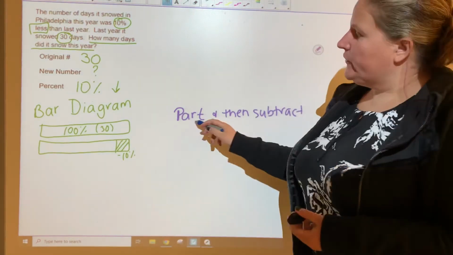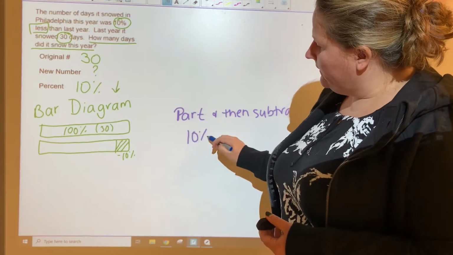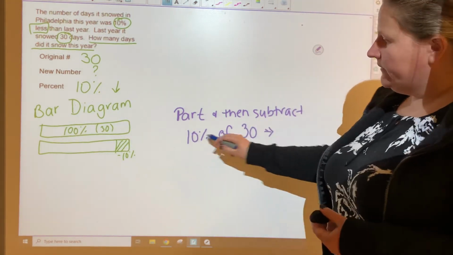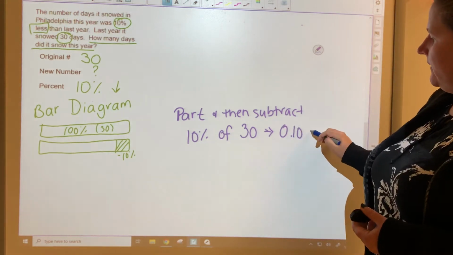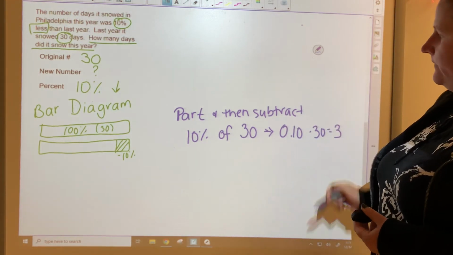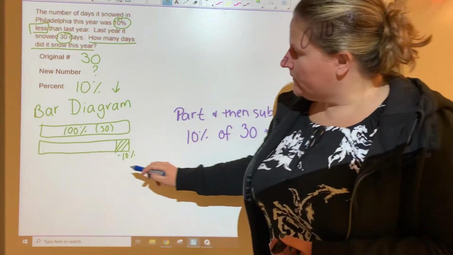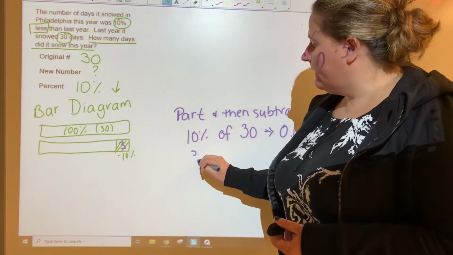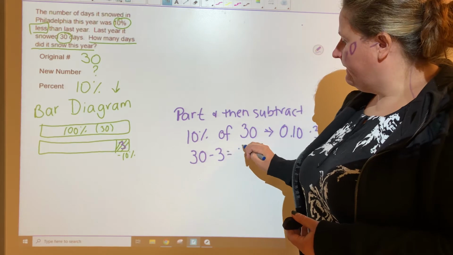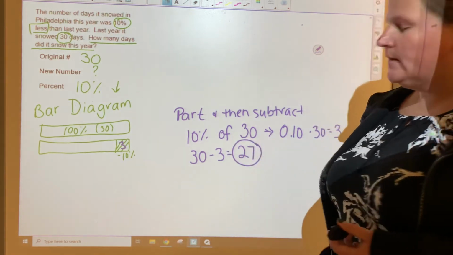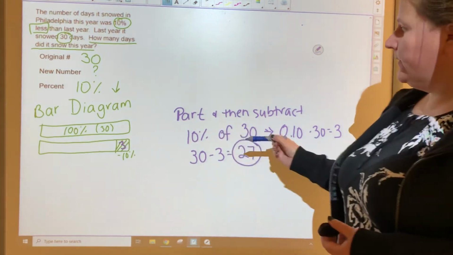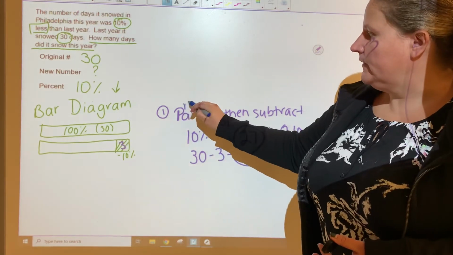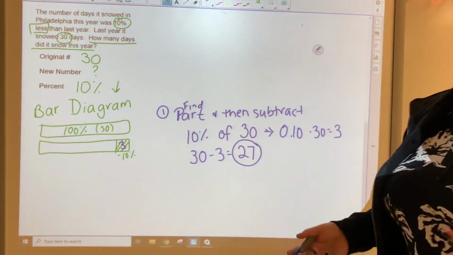I'm going to subtract. So if I find my part, I'm going to figure out what 10% of my 30 days is. So I would just put that in my calculator as a decimal. 0.10 times 30 gives me 3. I go back to my original. So this means this part's 3. So I started with 30 and I'm taking away 3. 27. My answer is 27. So the first way we can do this is find the part and then subtract or add.